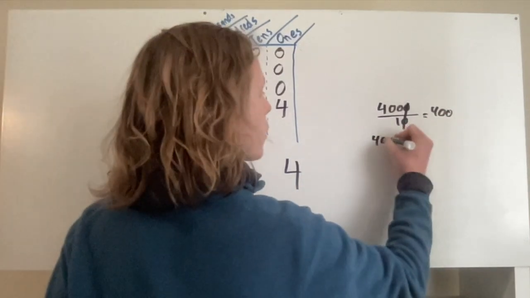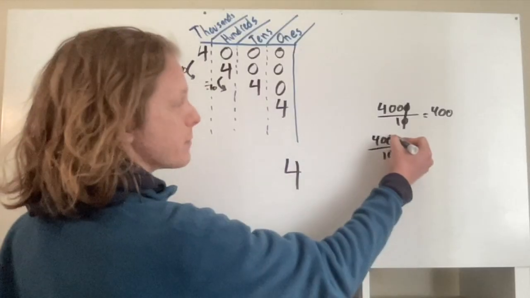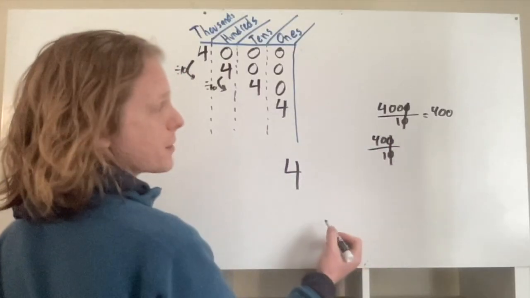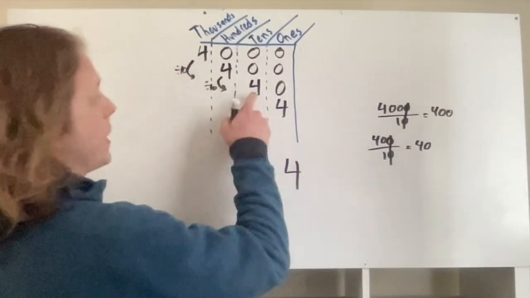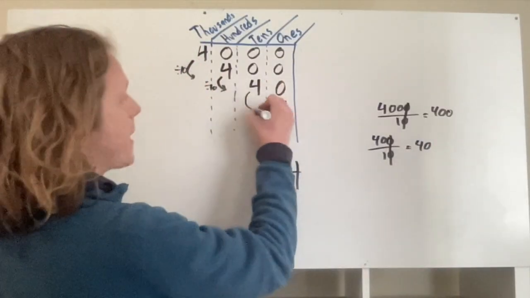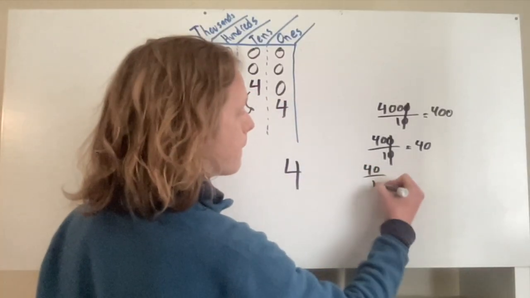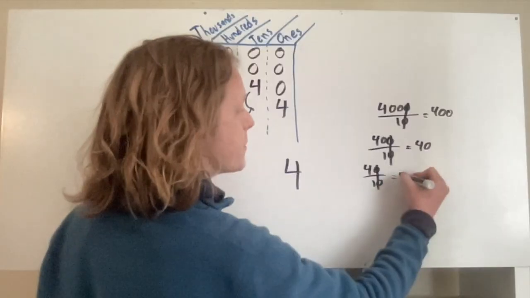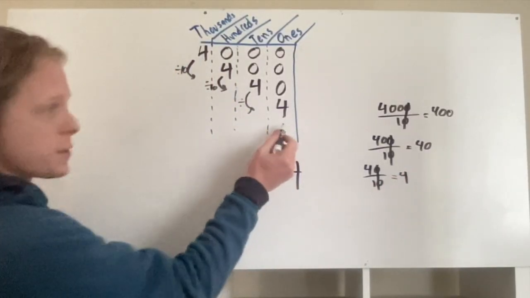So now I take 400 and I divide by 10, right? Remember we talked about reducing these fractions. If I see zeros, I cross them off. So now it is 40, right? We're just dividing by 10 each time. And then 40 divided by 10 gets me 4. Okay, so now we're at the ones place.